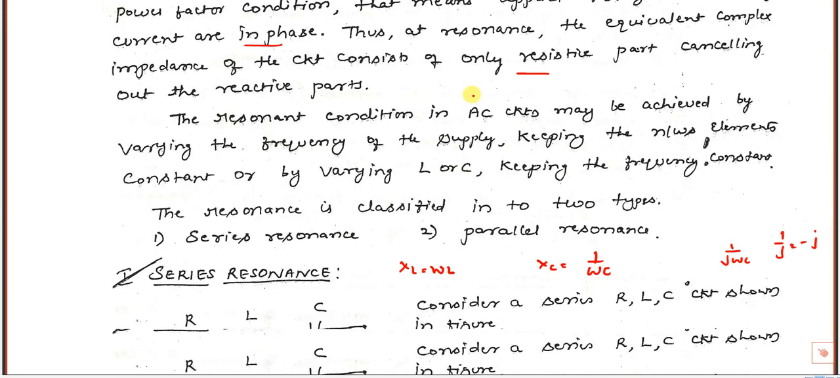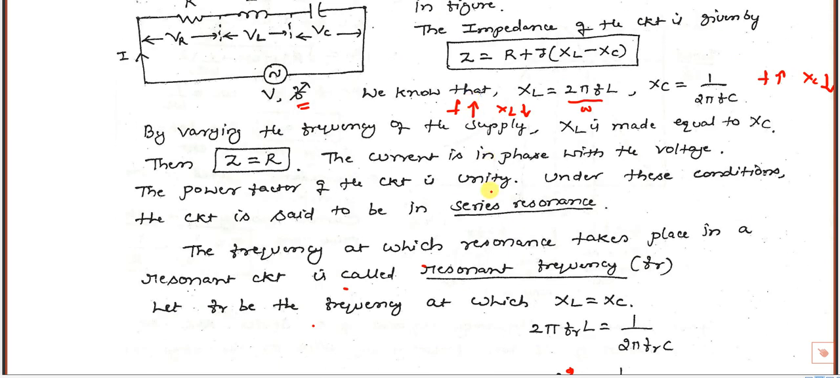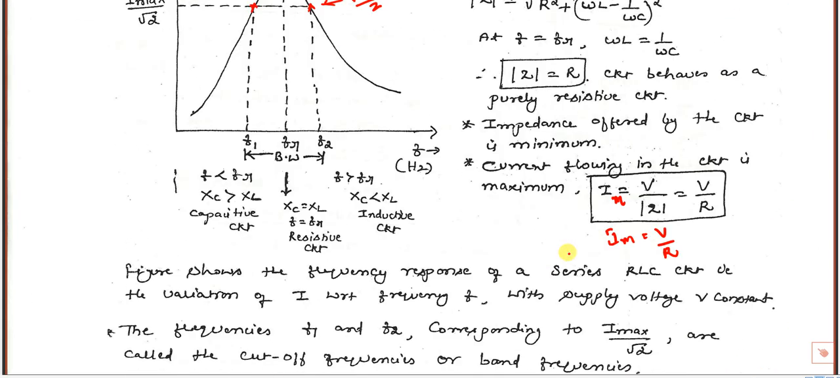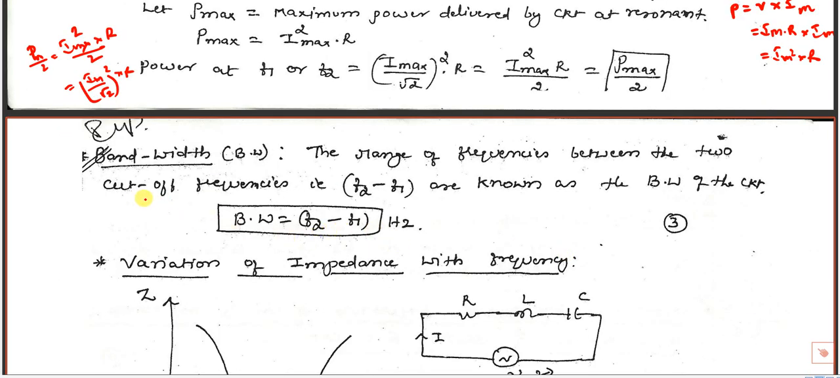at which XL is equal to XC, and you have to write the expression for FR. That is the definition of resonance frequency. And they'll ask to define bandwidth. Bandwidth is the range of frequencies between the two cutoff frequencies. F2 minus F1 is the bandwidth of the circuit. Or you can also write it is the range of frequencies that is the difference between F2 and F1, where F2 and F1 are nothing but the cutoff frequencies, the half power frequencies. The difference between F2 and F1, that is F2 minus F1, is called bandwidth.